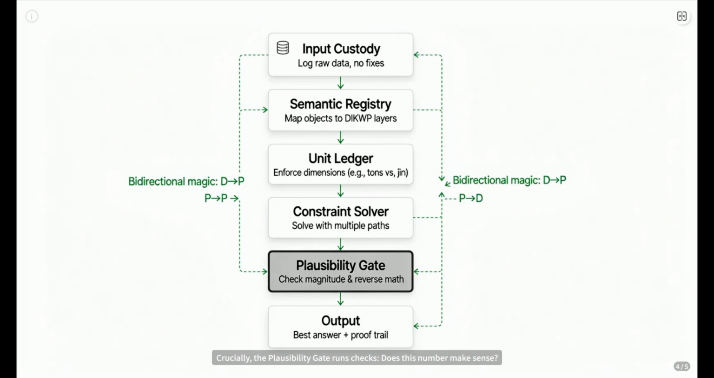Crucially, the plausibility gate runs checks. Does this number make sense? Can we reverse engineer it back to the original data? Finally, it spits out the best possible answer, along with a detailed proof trail showing its work. And here's the kicker: it works both ways. From data to answer, and from the desired answer back to what data would support it. This bidirectional thinking is key to catching hidden errors.